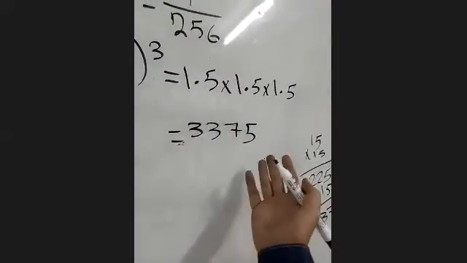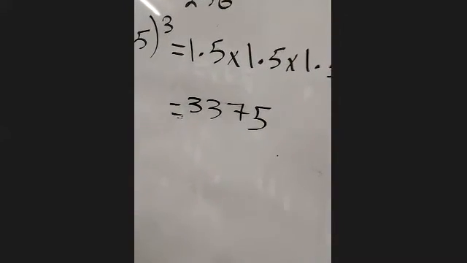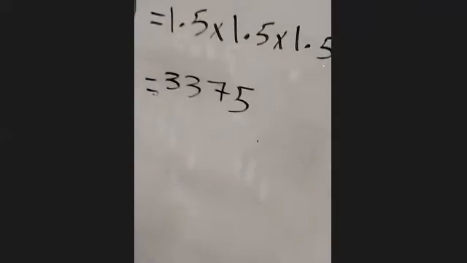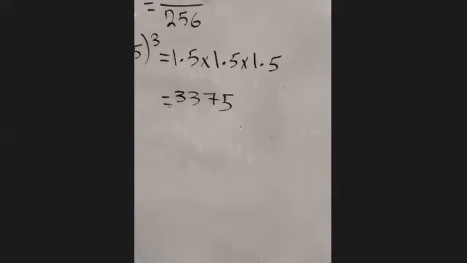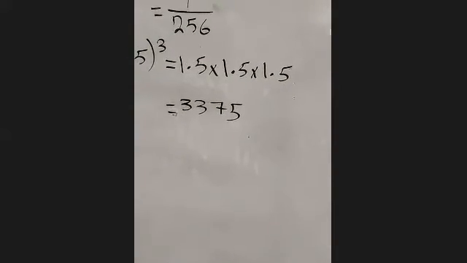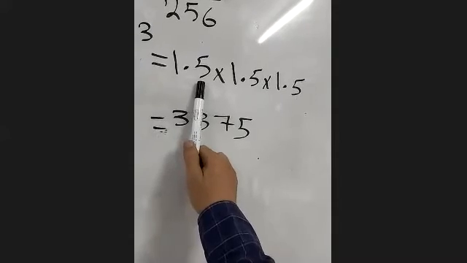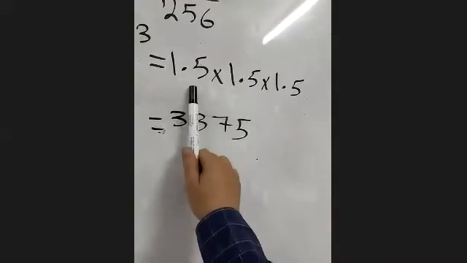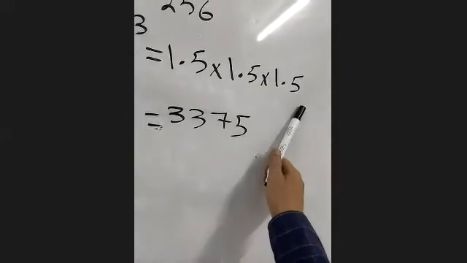Now I will put the answer here, 3,375. Now I need to put the decimal. Can you tell me where I will put the decimal and why? We have 1.5, right? There is a 5, there's a 5, there's a 5. So we have three numbers here after the decimal, right? Yes. Yeah, good.